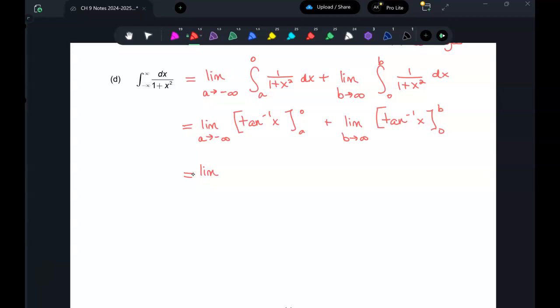Now what? Now it's going to be tangent inverse of 0 minus tangent inverse of a.